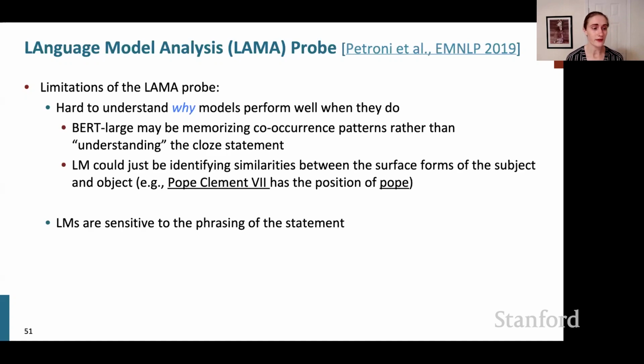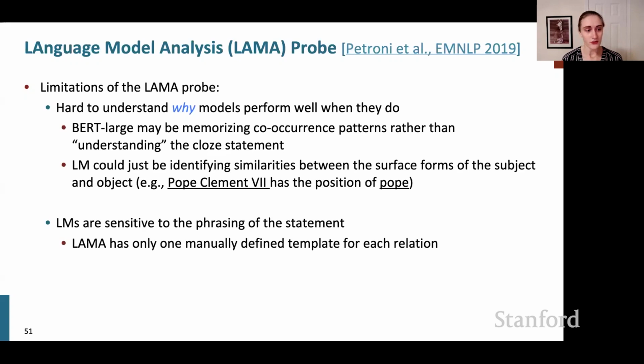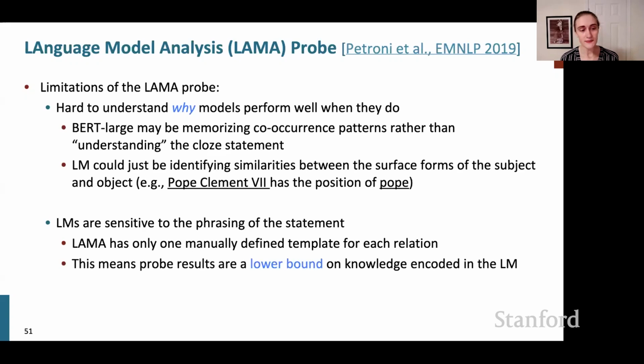And the more subtle issue that we've brought up is that language models might be just sensitive to the phrasing of the statement. So for each triple in their data set, or for each relation in their data set, they just had one manually defined template. And qualitatively, they found that if they just make small changes to this template, it could actually change whether or not the model could recall the correct prediction or not. And so this means that the probe results are really a lower bound on the knowledge that's encoded in the language model. So if you change the phrasing, it's possible that the model might show that it actually does have the knowledge encoded in it.